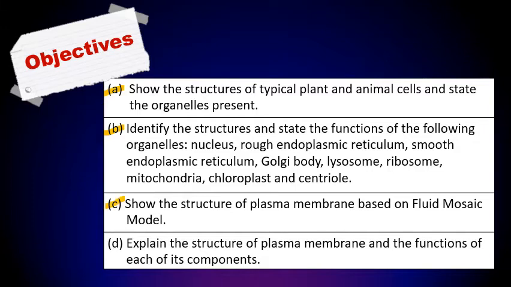The third learning objective is students should be able to show the structure of plasma membrane based on the fluid mosaic model. And the last learning objective is students should be able to explain the structure of plasma membrane and the functions of each of its components. So overall, this subtopic is all about the structures and functions of organelles and also the structures and functions of the plasma membrane.